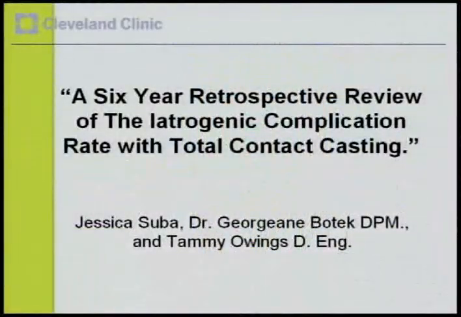This year I was in the Science Internship Program, and today I'll be presenting a 6-year retrospective review on the iatrogenic complication rate with total contact casting.